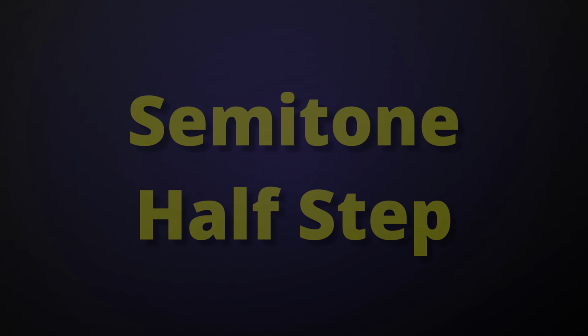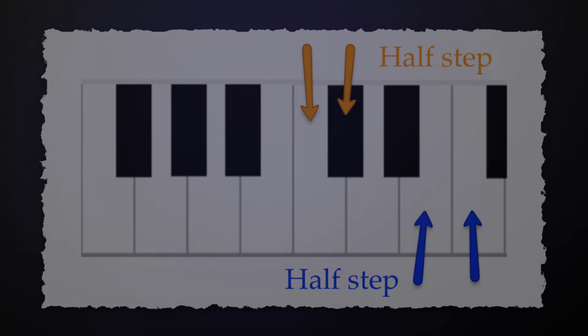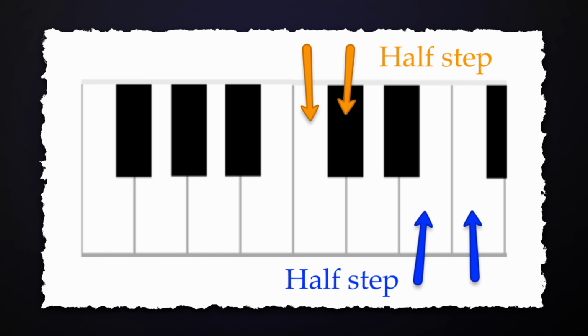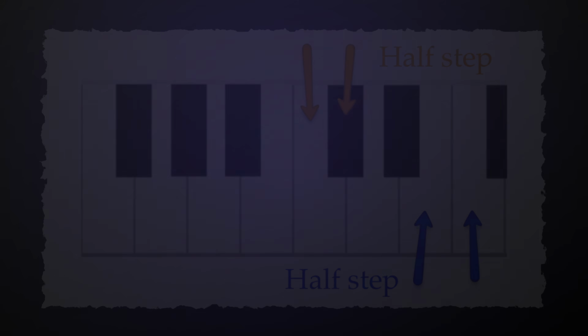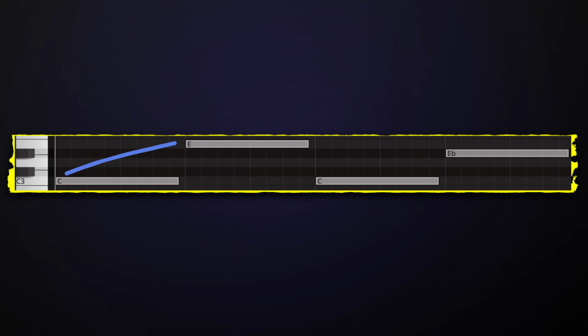The distance between 2 notes in music is called an interval. Intervals are measured using the smallest distance in Western music, which is called a semitone or half step. This is the distance between the notes on the piano or frets on a guitar. Major 3rd intervals span a distance of 4 half steps, whilst minor 3rd intervals span a distance of 3 half steps. So C to E would be a major 3rd, whilst C to E flat would be a minor 3rd.